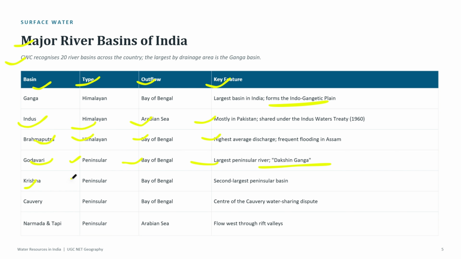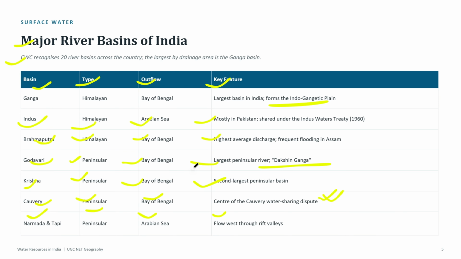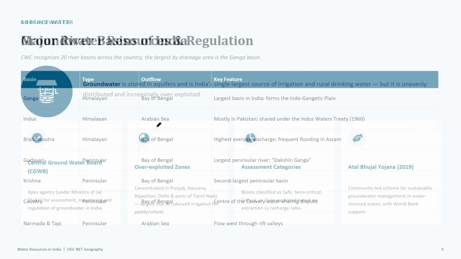Krishna, also a peninsular river, outflow in Bay of Bengal. Key feature: second largest peninsular basin in India. Then Kaveri, also peninsular, Bay of Bengal, and center of the Kaveri water sharing disputes. This is an important burning issue. Then Narmada and Tapi, peninsular, Arabian Sea, and they flow west through rift valleys. Okay, these are some major river basins of India.